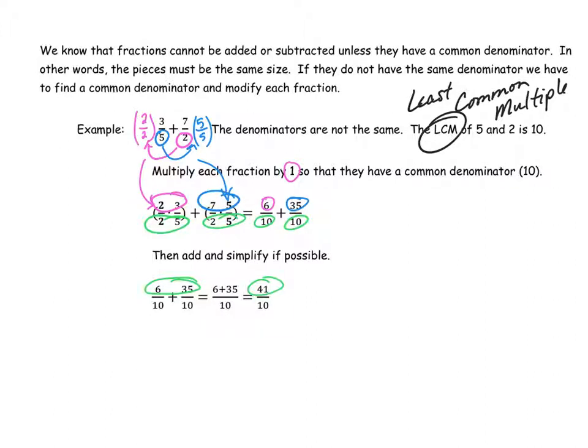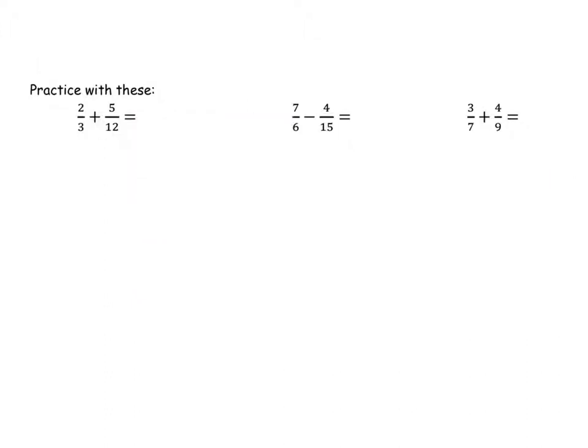Because it's 10 on those first two, it just stays 10 here and here. 41 over 10 cannot be reduced. It doesn't have a common factor other than 1. So that's our answer, 41 over 10. Don't worry about improper fractions. They're not a problem. They're perfectly fine. I would take a moment and practice with these if I were you.